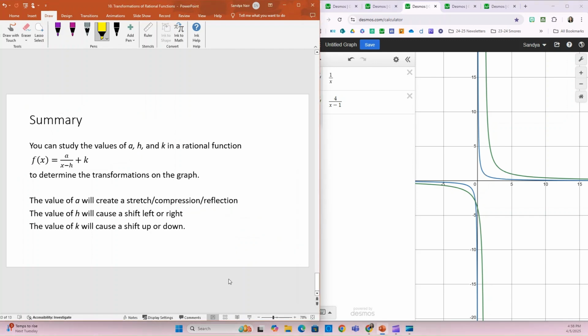So remember, you can study the values of a, h, and k in a rational function to determine the transformations on the graph. A will create a stretch, compression, or reflection, h will cause a shift left or right, and k will cause a shift up or down.